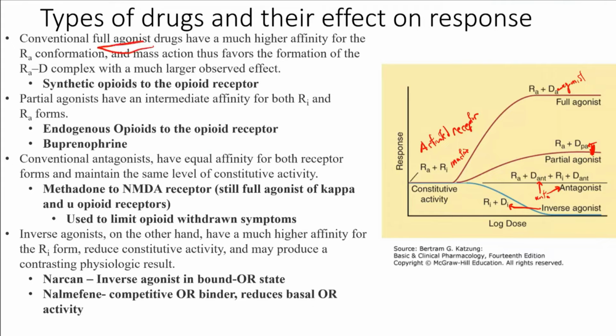First, we'll talk about agonists. So full agonists, the top red curve. A conventional full agonist drug has a much higher affinity for the RA conformation, and mass action thus favors the formation of the RA-D complex with a much higher observed effect. Basically, an agonist is going to bind to a receptor, an active receptor, or really, I don't like that they use RA plus RI, so consider all the receptors together. And once the agonist binds, it is now an active receptor.